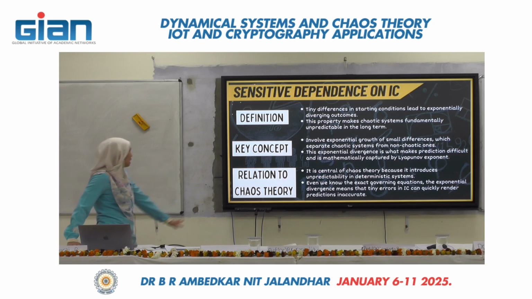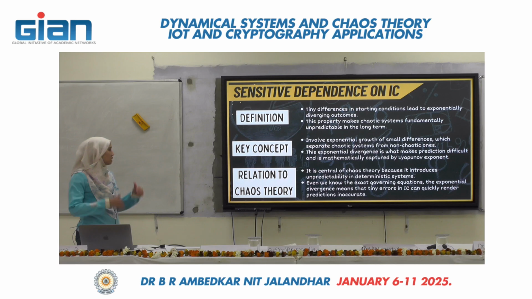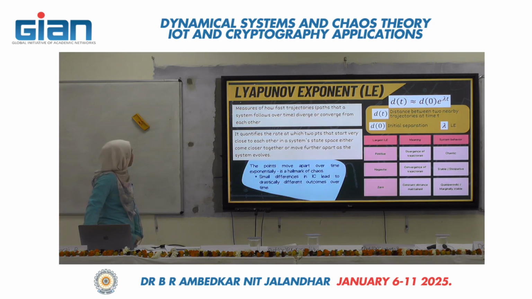And how do we relate this to chaos theory? Sensitive dependence is central to chaos theory because it introduces unpredictability in deterministic systems, which are governed by a fixed rule. So even if we know the exact governing equation, because of this exponential divergence, we cannot predict the system. Okay, so I want to talk about the Lyapunov exponent because it measures the sensitive dependence on initial conditions.